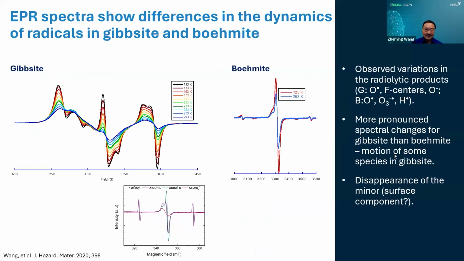And also, I just want to say that in EMSL, we have a suite of other techniques also. For example, here I show the EPR spectra of the irradiated gibbsite. We can see that for both boehmite and gibbsite, after irradiation, we see different kinds of reaction intermediates, those radicals. And some of the radicals can survive a long time after the irradiation.